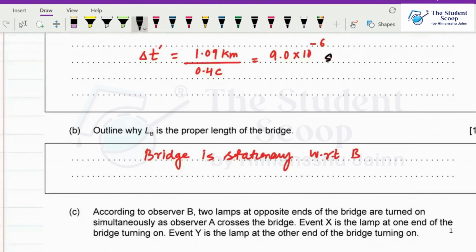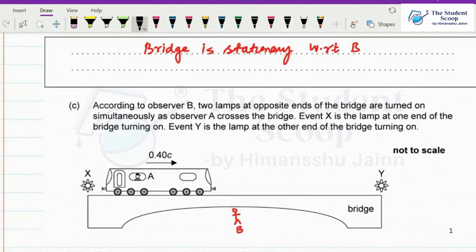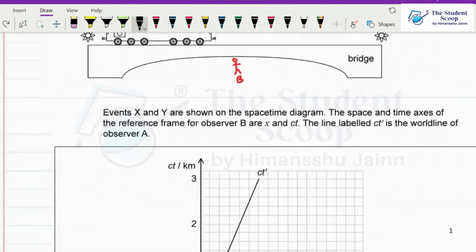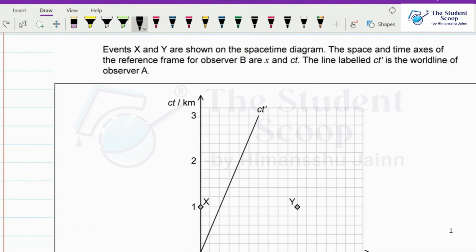So here comes the space-time diagram question. According to observer B, the two lamps at opposite ends of the bridge are turned on simultaneously. So there are two lamps given, and they are turned on simultaneously according to observer B. Now, event X is the lamp being turned on. This is very important. The lamp being turned on is event X, and event Y is also a lamp being turned on at the other side of the bridge. X and Y are shown on the space-time diagram as events.